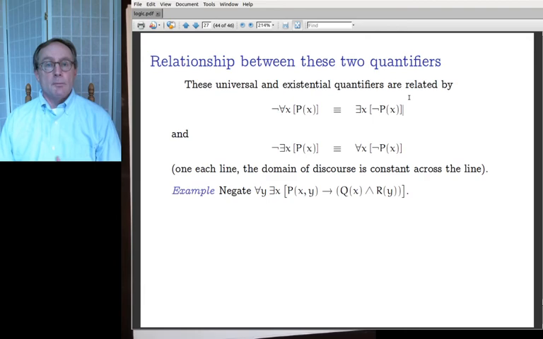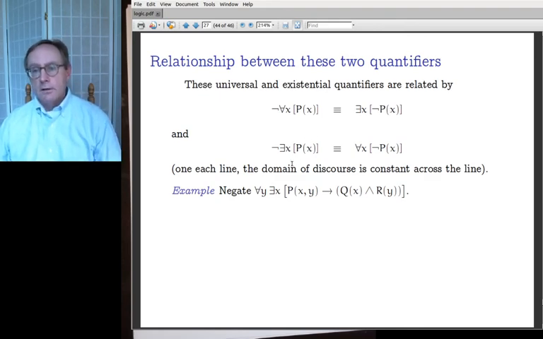And then the second point I want to make about quantifiers is that the universal and existential quantifiers, the for all and there exists quantifiers, are related. If I say for all x, p of x, and then negate it, that's the same thing as saying there exists an x where not p of x. Time for an example. If I say all dogs have 4 legs and then negate it, that's the same thing as saying there is a dog that does not have 4 legs.